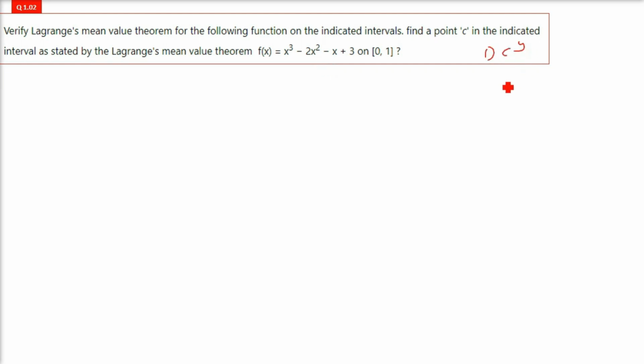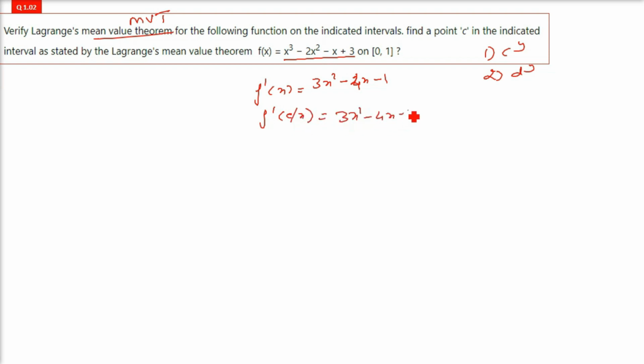The first condition here is continuity. The second one is differentiability. We call it the MVT, continuity and differentiability. Now the function is x cube minus 2x square minus x plus 3, with the domain [0, 1] given. We have to find f'(x), so we just differentiate it. It will be 3x squared minus 4x minus 1, and that is the differentiation. Now this f'(x), or you can call it f'(c), will be equal to 3x squared minus 4x minus 1, and you have to equate it with (f(b) minus f(a)) by (b minus a).